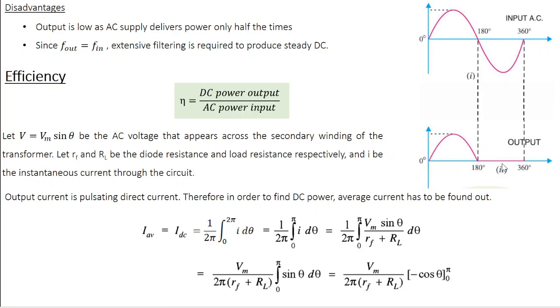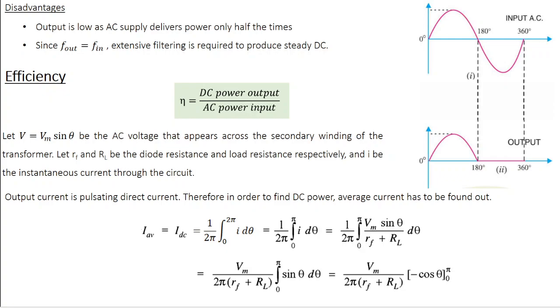So here also the time period is going to be 0 to 360. After that, the output is going to repeat itself. So the time period is same for input and output. Therefore, the frequency F out is same as the input frequency F in. So since the frequencies are same, you need to have extensive filtering to produce a steady DC. So these are the two minor disadvantages of a half-wave rectifier.